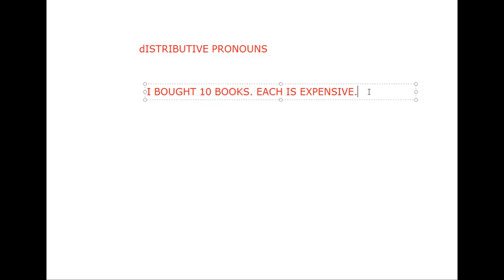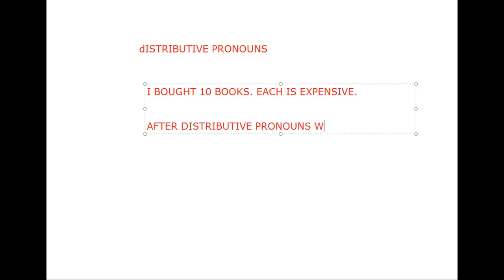We can say that after distributive pronouns, we use singular verbs.